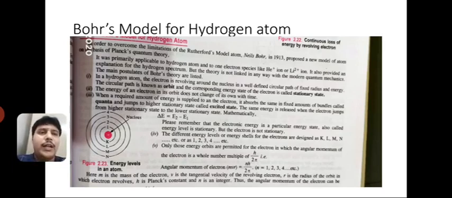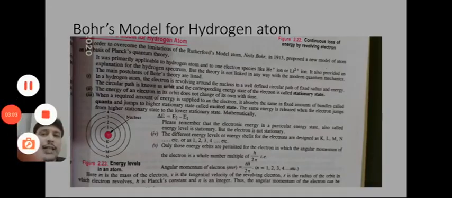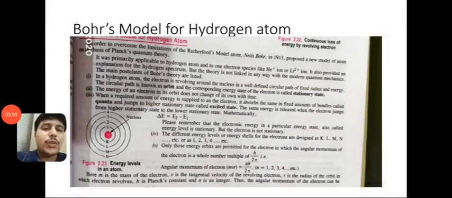So mainly the energy of an electron in an individual orbit is fixed, right? We cannot change this particular energy. But when we supply some energy, the electron absorbs energy and jumps to the next level, which is called the excited state. Okay, so I hope it is clear to you.